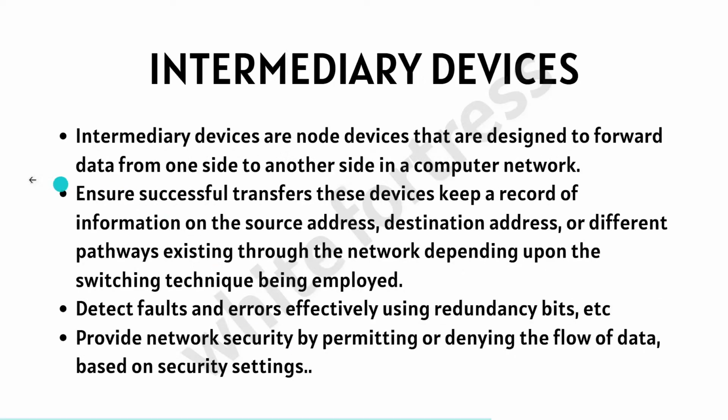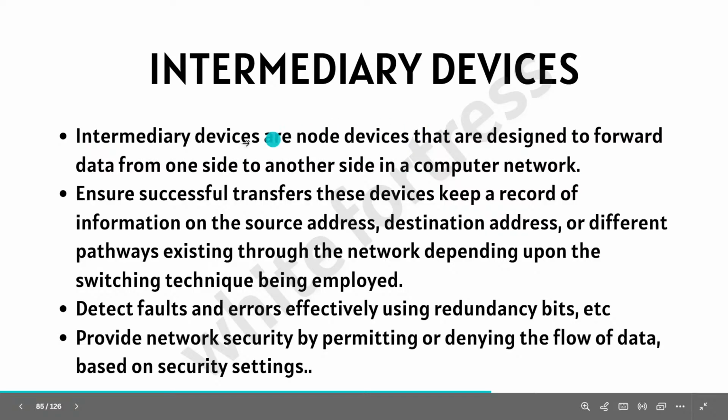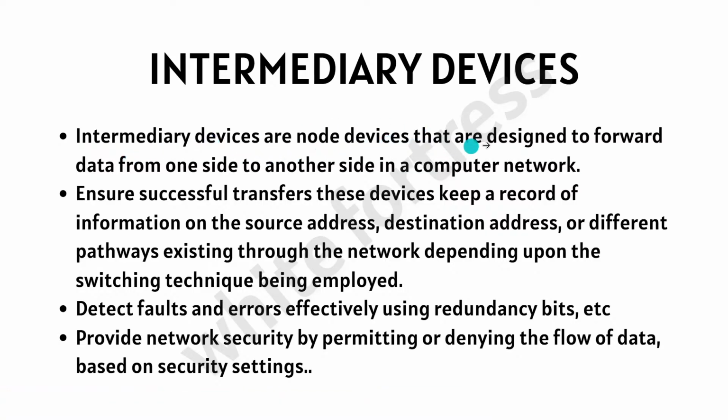Very correct, Arjun. Next, we have intermediary devices. Intermediary devices are node devices that are designed to forward data from one side to another side in a computer network. So what do intermediary devices do? They receive the data and forward it to the other side, and they ensure the successful transfer. These devices keep track of information on the source address, the destination address, and the different pathways existing.